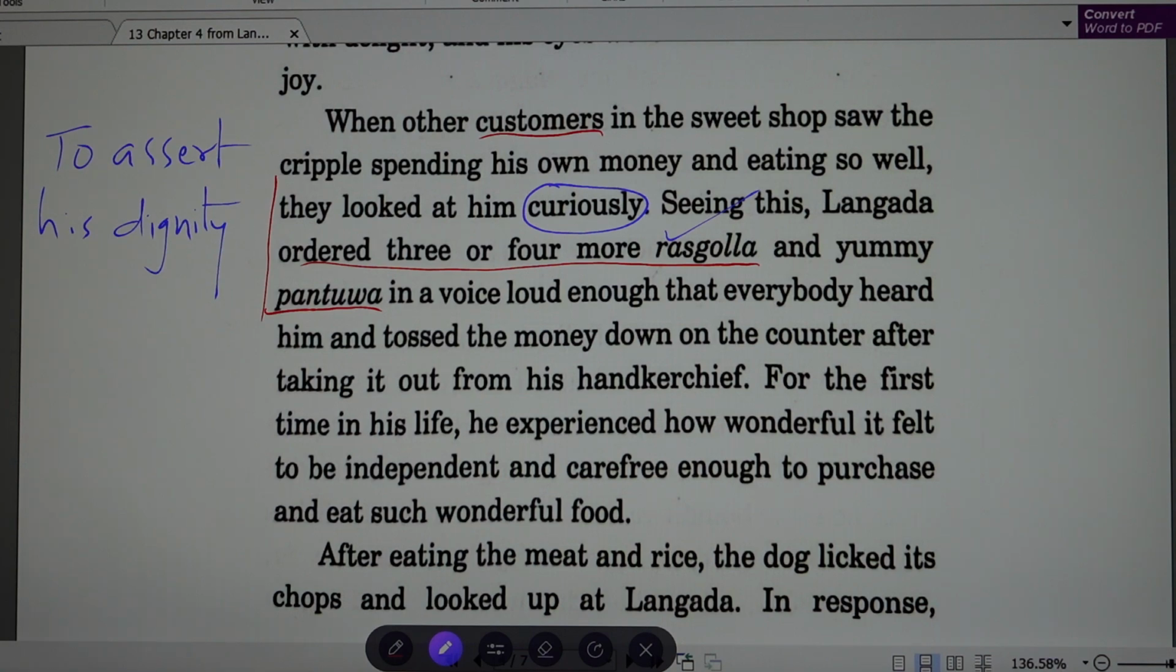I place the money on the counter. Right? See the pride, see the self-respect in my eyes. I have that confidence because I have the money, right?